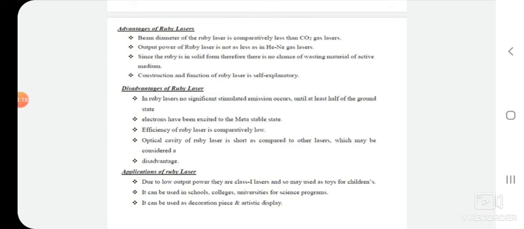In ruby laser, no significant stimulated emission occurs until at least half of the ground state electrons have been excited to a metastable state. This is one of the most important disadvantages. Efficiency of ruby laser is comparatively low, and the optical cavity of ruby laser is short as compared to other lasers, which may be considered a disadvantage.